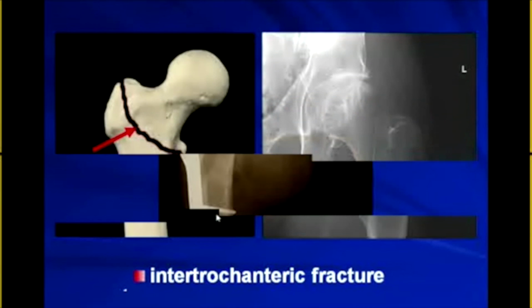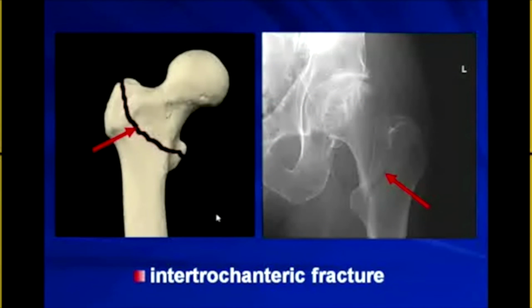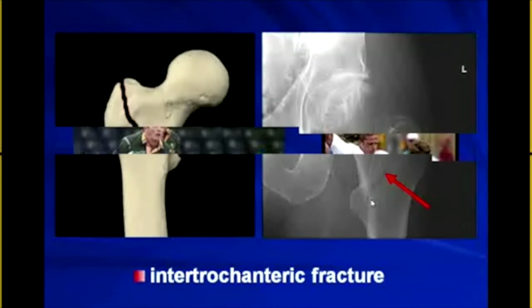The intertrochanteric fracture is a fracture between the trochanters. It can be due to muscle pull. This is what it looks like on the bone. This is what it looks like on the x-ray. And again, this is an extracapsular fracture that tends to do pretty well if it heals.